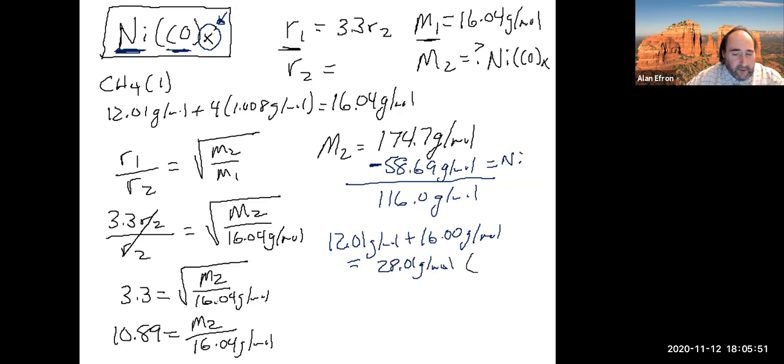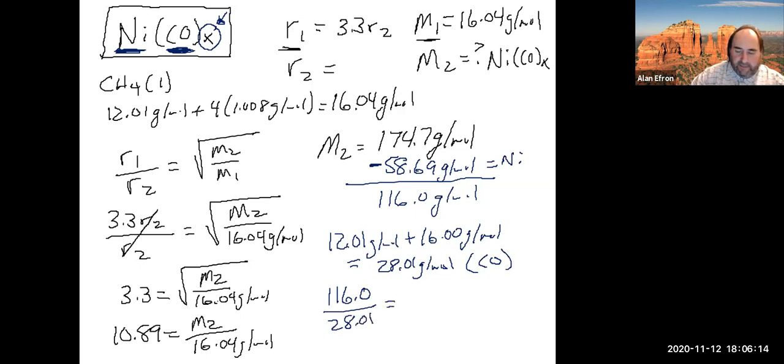That represents the molar mass of every carbon oxygen unit that we have. And that's essentially what we've got going on here, carbon and oxygen. So the remaining 116 grams is made up of so many of these 28.01 units. To figure it out, we could just take 116 divided by 28.01.